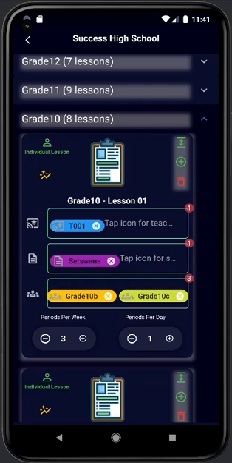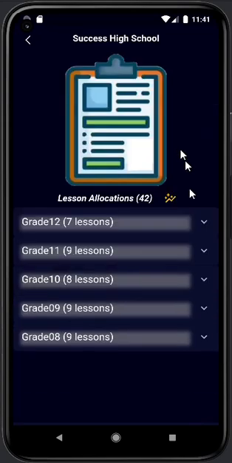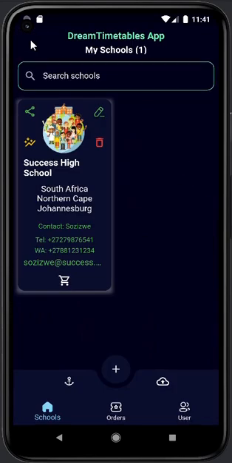Having completed allocating lessons to all grades of our sample school, it is time to place an order for timetables to be generated using this information. That is the subject of the next session.